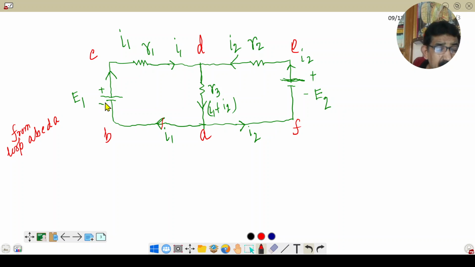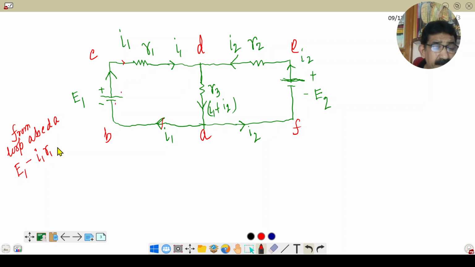Electric current is flowing along this direction and we are moving from negative potential to positive potential. That is why E1 should be taken to be positive. So E1 is positive and electric current is flowing along the direction through a resistance. That means a potential drop, and drop means negative. So this is equal to minus I1 R1.